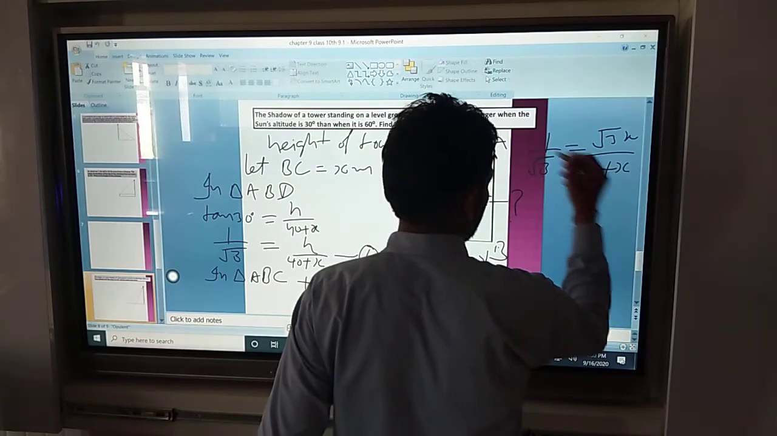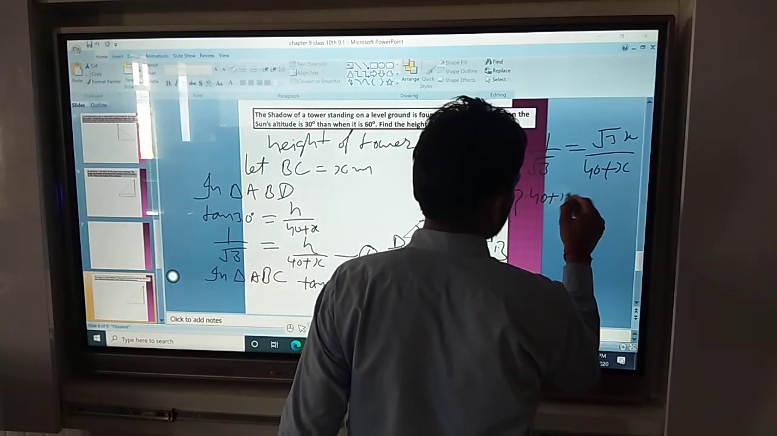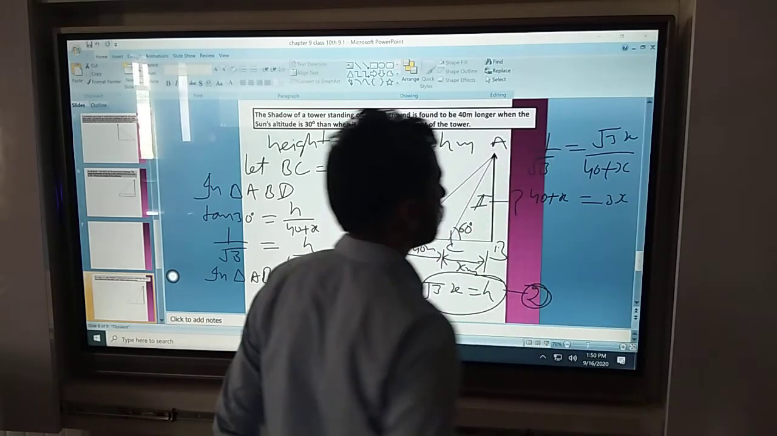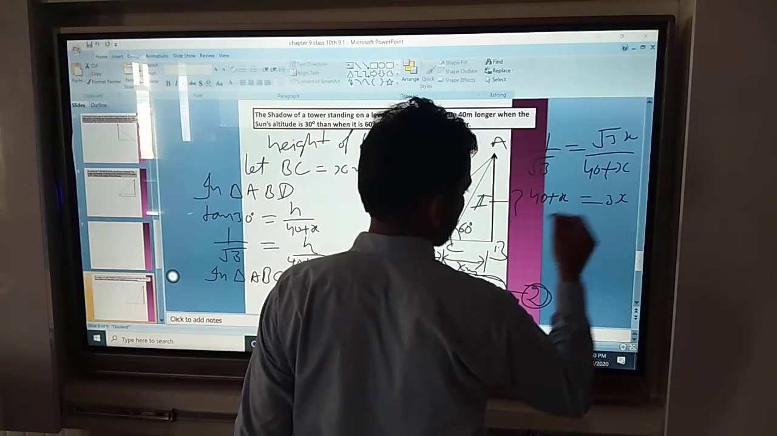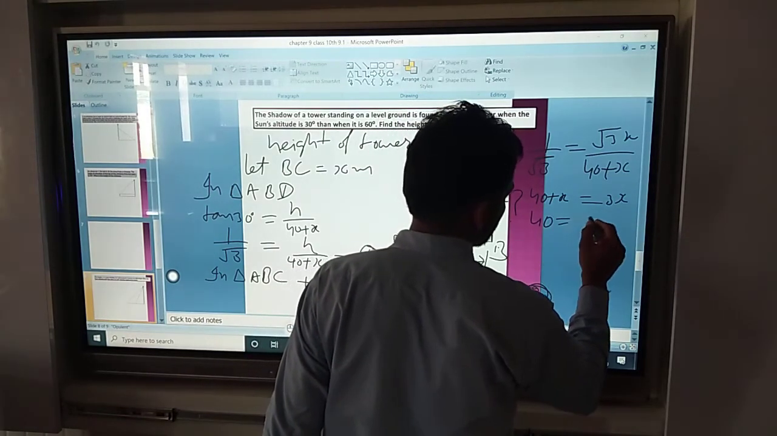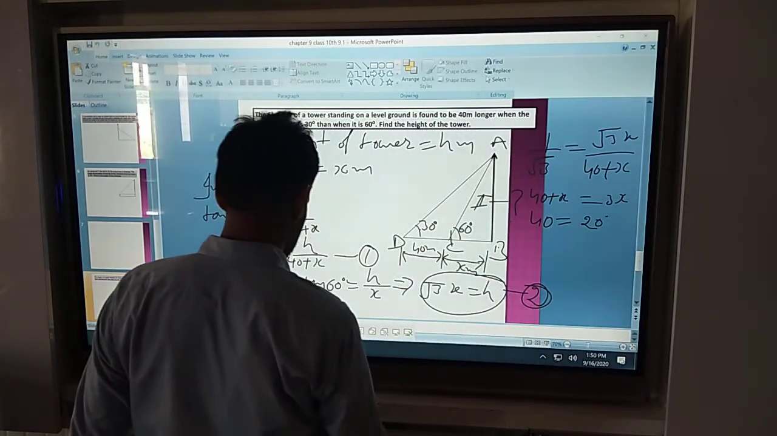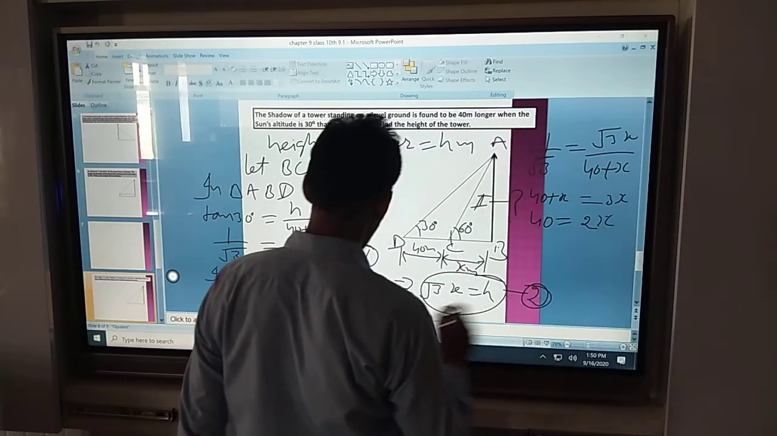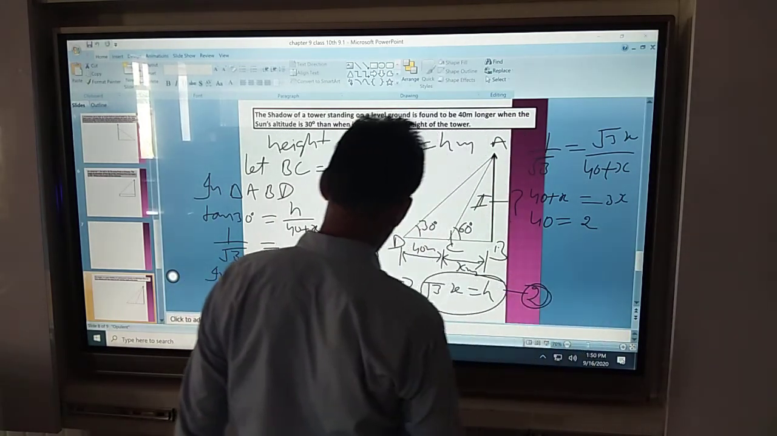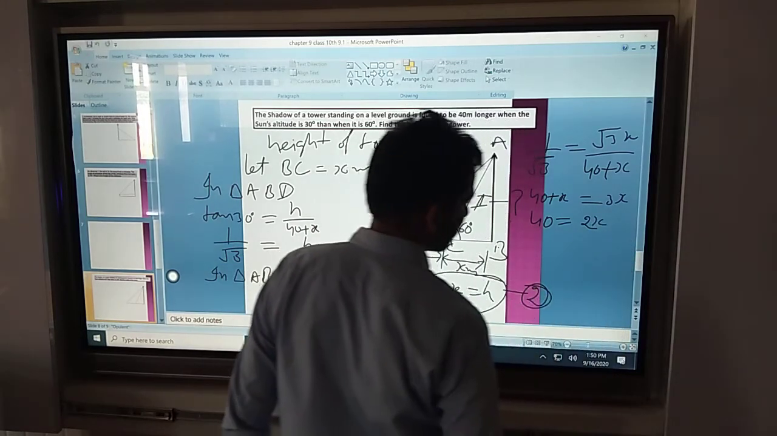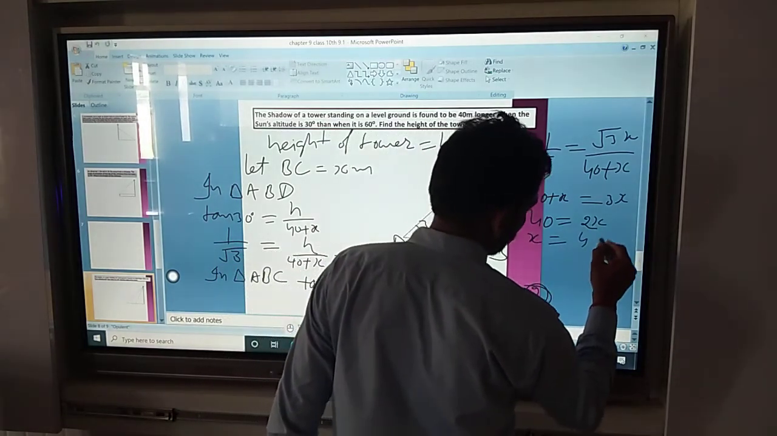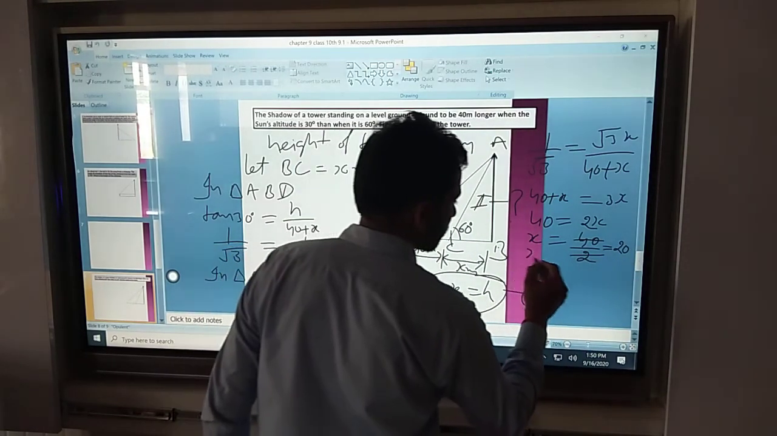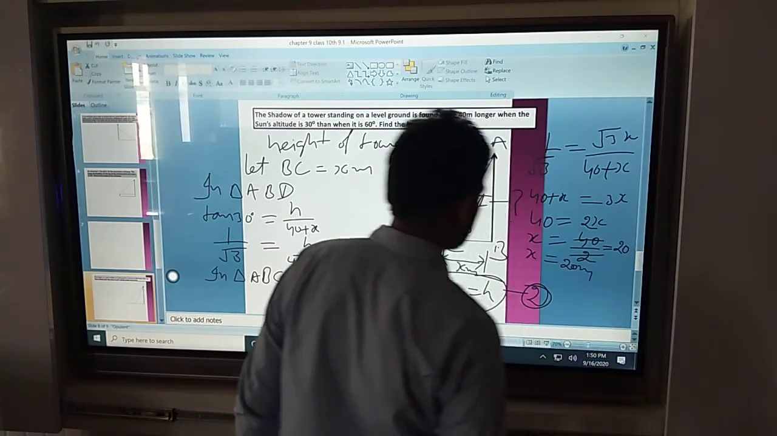क्रॉस मल्टीप्लाई कर दो, इस साइड मल्टीप्लाई करेंगे क्या हो जाएगा, 40 प्लस x इज इक्वल टू अंडर रूट 3 गुना अंडर रूट 3x, 3x हो जाएगा. Now it becomes 3x, x उस साइड जाकर माइनस हो जाएगा. 40 is equal to 2x. From here we can find the value of x. Therefore x is equal to 40 over 2. Cancel each other, we get 20. x is 20 meter.